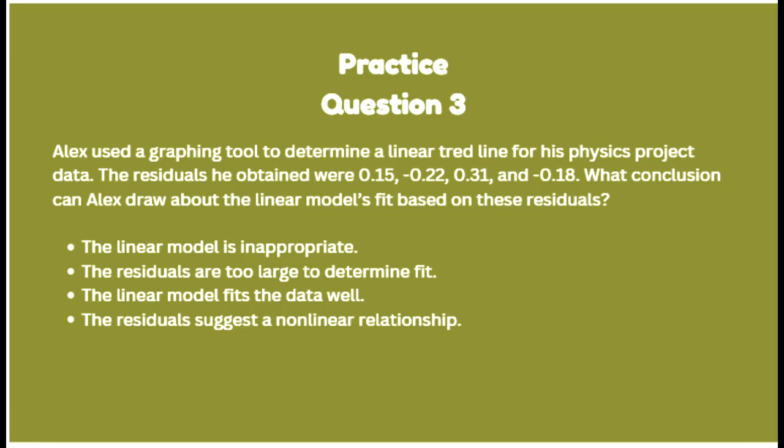Here is practice question number 3. Alex used a graphing tool to determine a linear trend line for his physics project data. The residuals he obtained were 0.15, -0.22, 0.31, and -0.18. What conclusions can Alex draw about the linear model's fit based on these residuals? The linear model is inappropriate. Well, they're not all positive or all negative, so it is appropriate. The residuals are too large to determine fit. Now, these are all pretty small residuals. The linear model fits the data well. Probably. The residuals suggest a nonlinear relationship. No, it's this one. There's nothing wrong with those residuals.